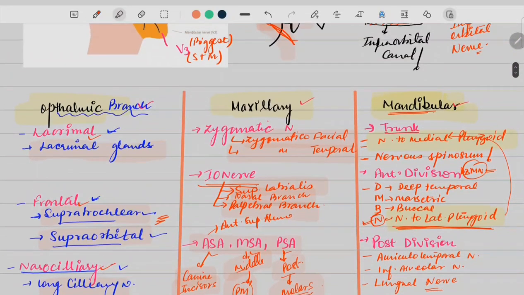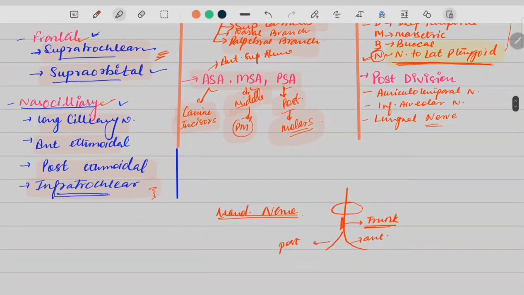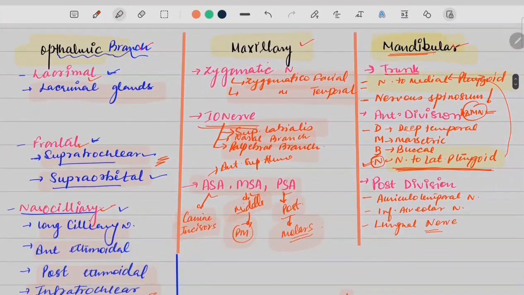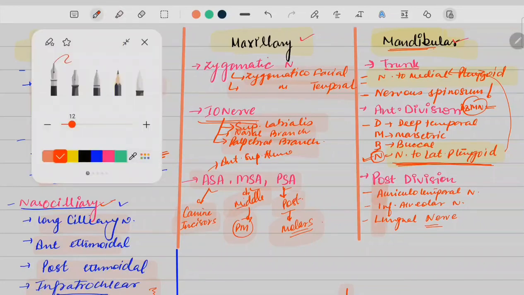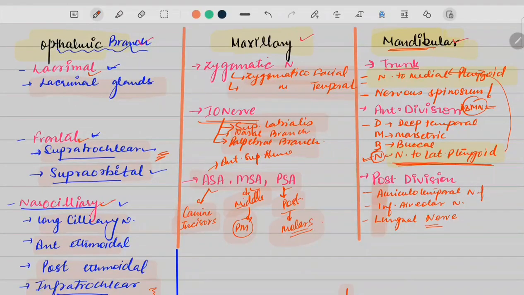Coming to the last division, that is the mandibular trunk. Again, the mandibular nerve passes like this, and when it passes, it divides into a trunk and then the anterior and posterior divisions. Coming to the divisions, firstly, the posterior division is AIL, very easy to remember: auriculotemporal nerve, inferior alveolar nerve, and the lingual nerve. One more thing to remember here: the auriculotemporal nerve supplies majorly two structures, the parotid gland and the other one is your TMJ. These are the two major structures.